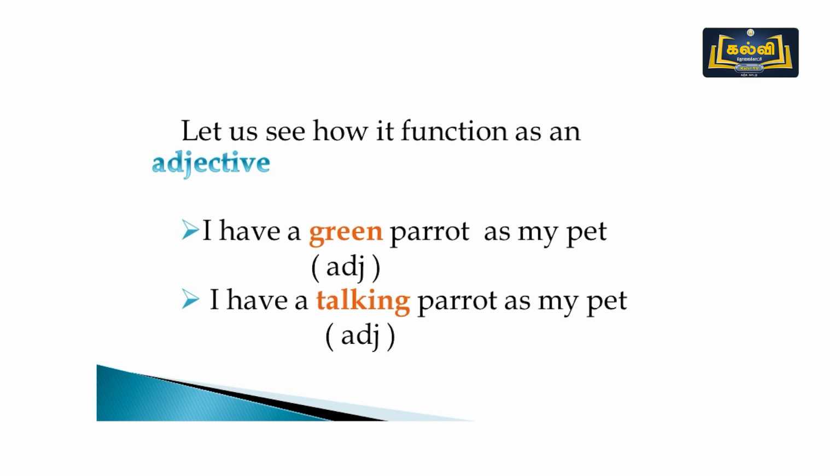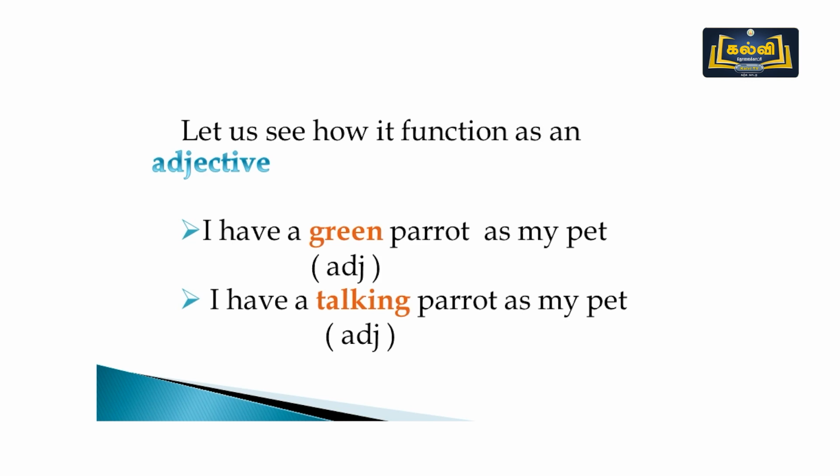Here the green is the adjective. In green parrot, the green is qualifying the noun parrot. So we call green an adjective. Like this, a non-finite verb will act as an adjective. Let us see that in one example.